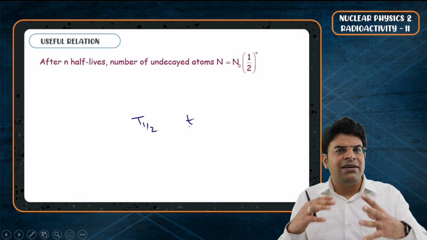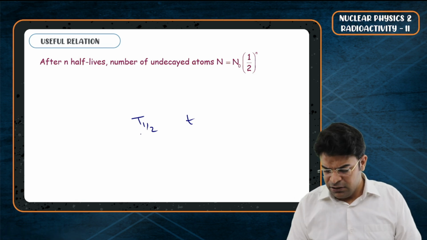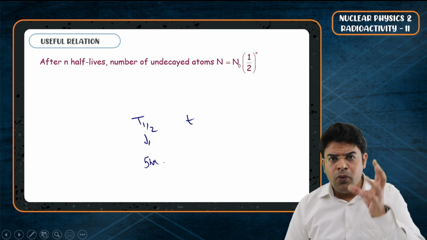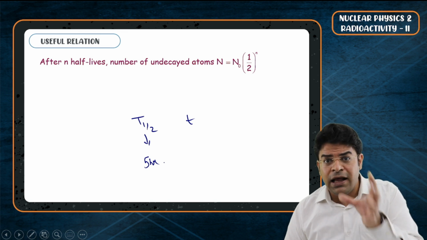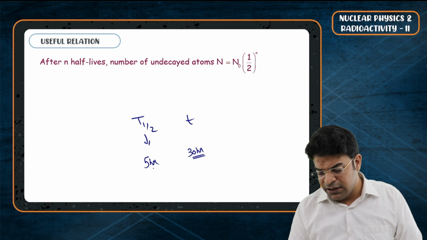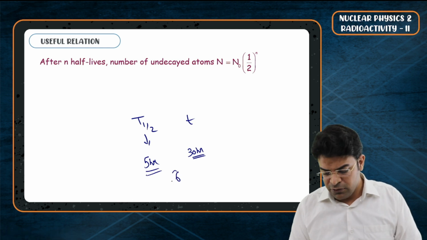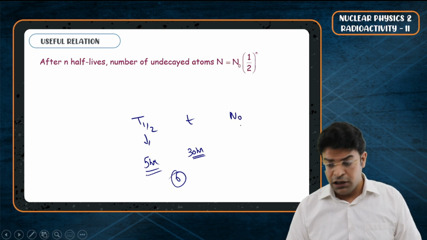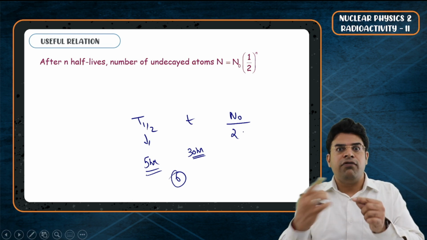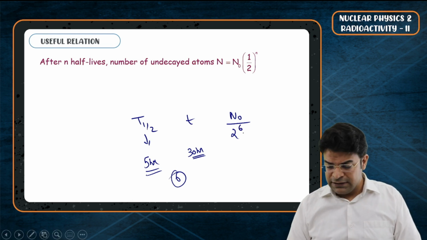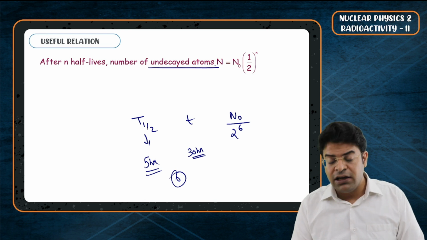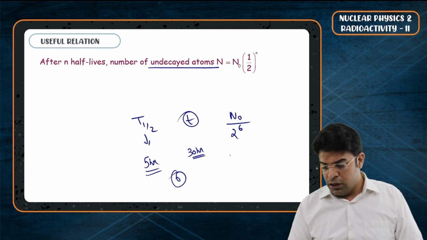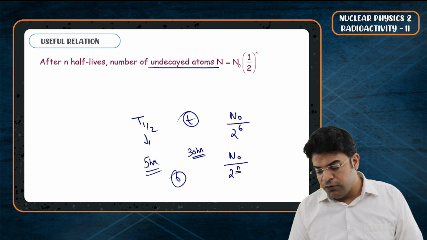For the sake of understanding, let's take a number. If they say that the half-life of this particular radioactive substance is 5 hours, and how much undecayed substance you will have after 30 hours. So you will say in 30 hours, how many half-lives will be completed? 6. So after 30 hours, the number of active nuclei will be the initial number of active nuclei upon 2 raised to power of the number of half-lives completed. That will be 6. So you can say the number of undecayed nuclei after a time t equals N0 upon 2 raised to power of number of half-lives completed.